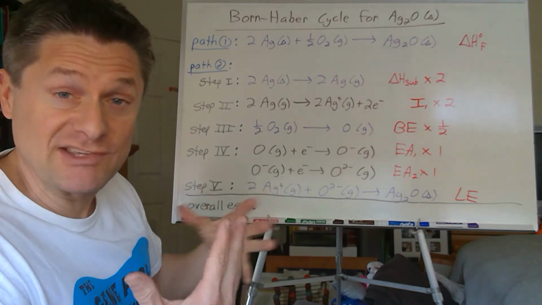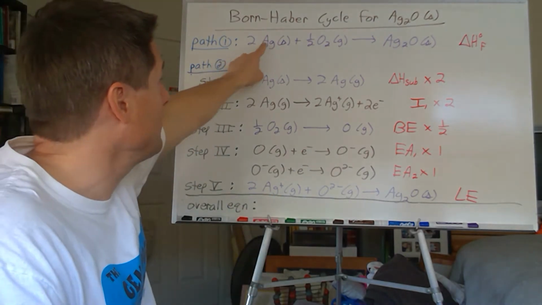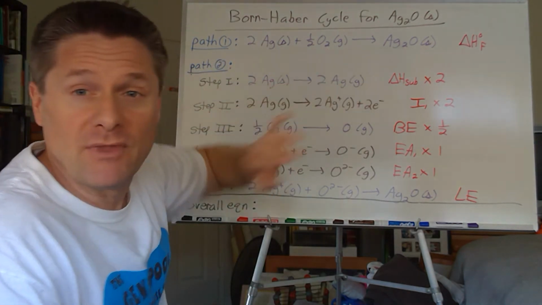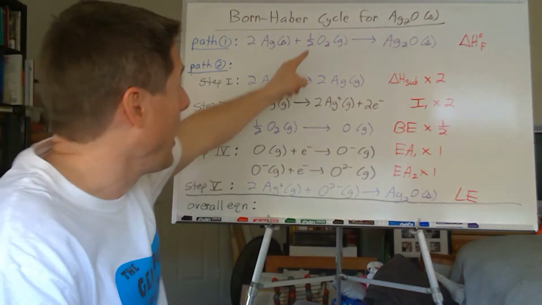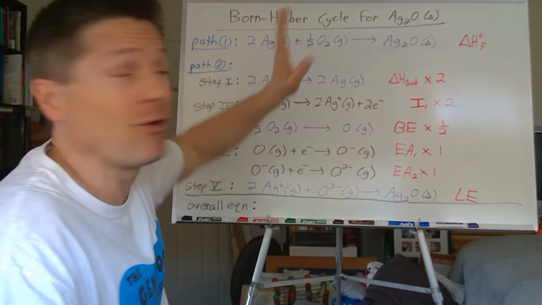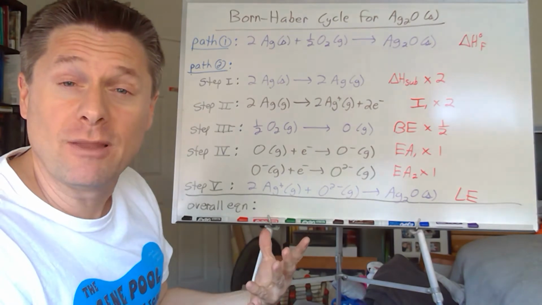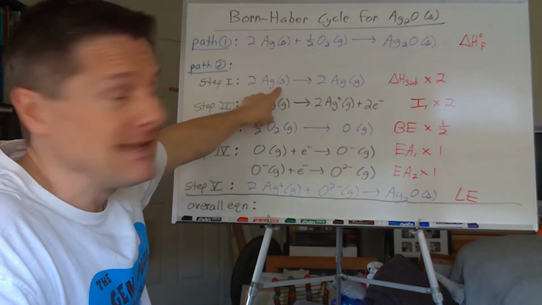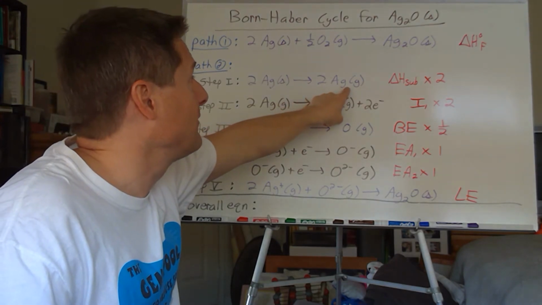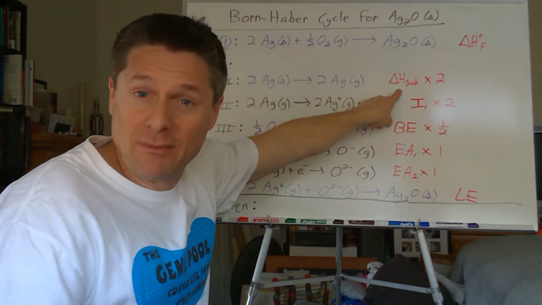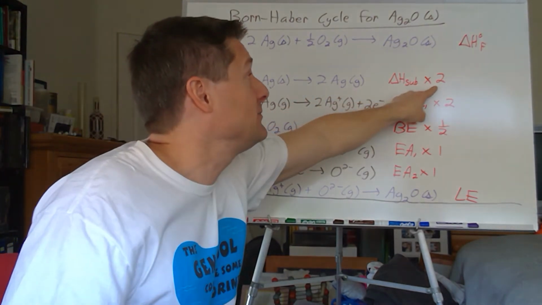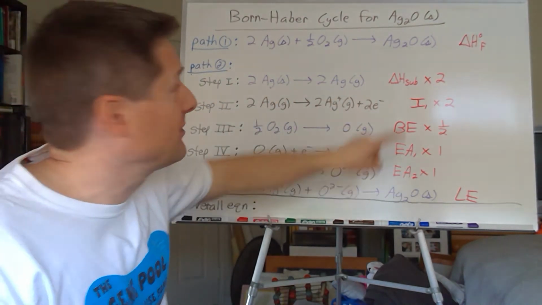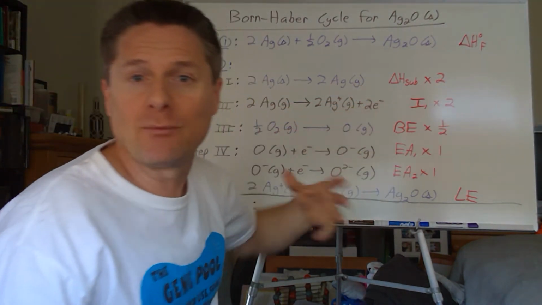Okay, so ready? So here's the steps for it. Take a look at your metal and your nonmetal. Are they in the gas phase or not? Oxygen is, so I don't have to worry about it. Silver is not. So step 1, get all your elements into the gas phase. So I got to take those 2 moles of silver solid, convert them to 2 moles of silver in the gas phase. That would be the molar heat of sublimation times 2, because that'll be kilojoules per mole times 2 moles. Good to go?